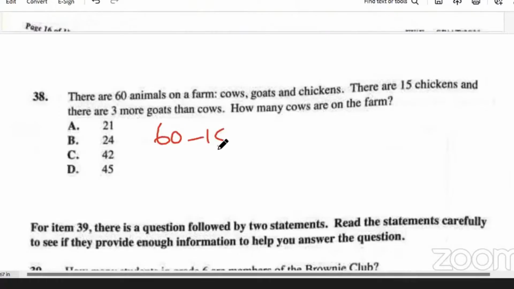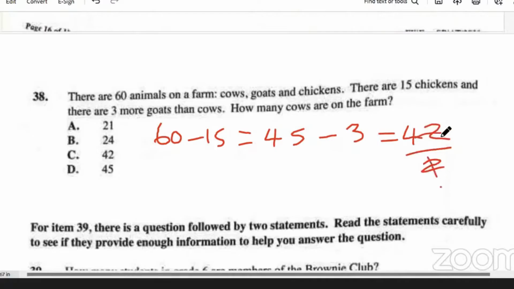15 chickens. So we are left with 45 animals that are goats and cows. The next information that we found is that we have 3 more goats than cows. So if we subtract that difference, the 3, right, we are left with 42 animals. And so if we divide that by 2, then there are 21, right?